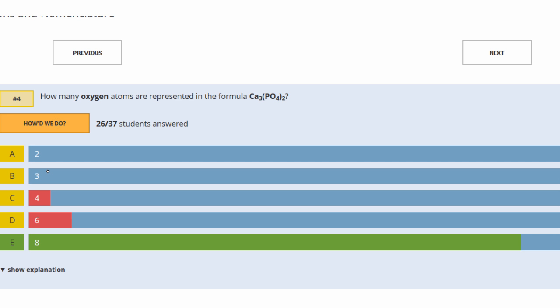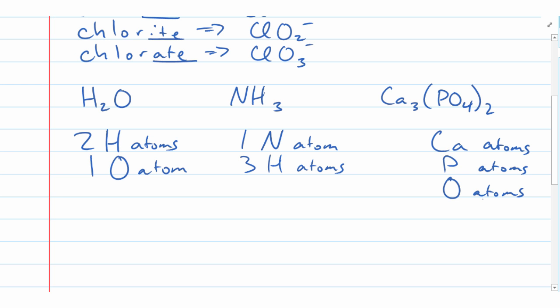Correct answer is E. There are 8. And what operation did we use to find that answer? Multiplication. If we see something in parentheses and the 2 outside, that means we have to take 2 times the quantity that's in parentheses. So there would be 8 oxygens. How many phosphorus would there be? 2. And how many calciums? 3. The calcium's not in parentheses, so we don't take 2 times 3. We only take 2 times whatever the quantity is in parentheses. So in order to write formulas, we have to be able to count the number of atoms that are represented in a chemical formula.